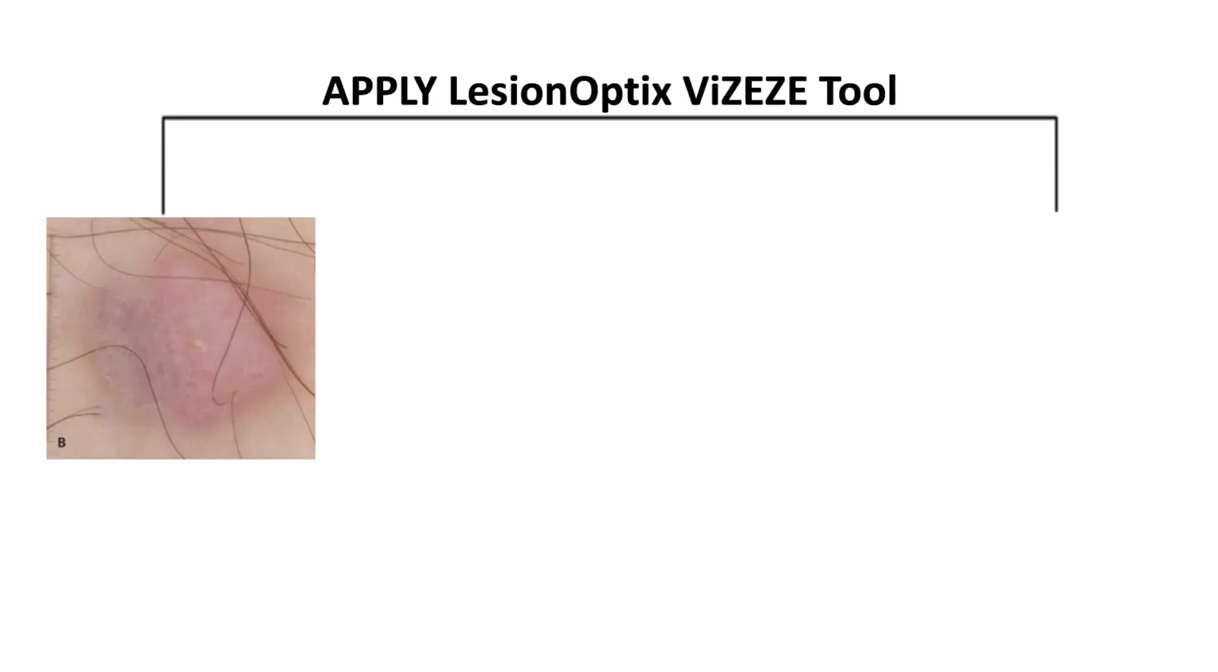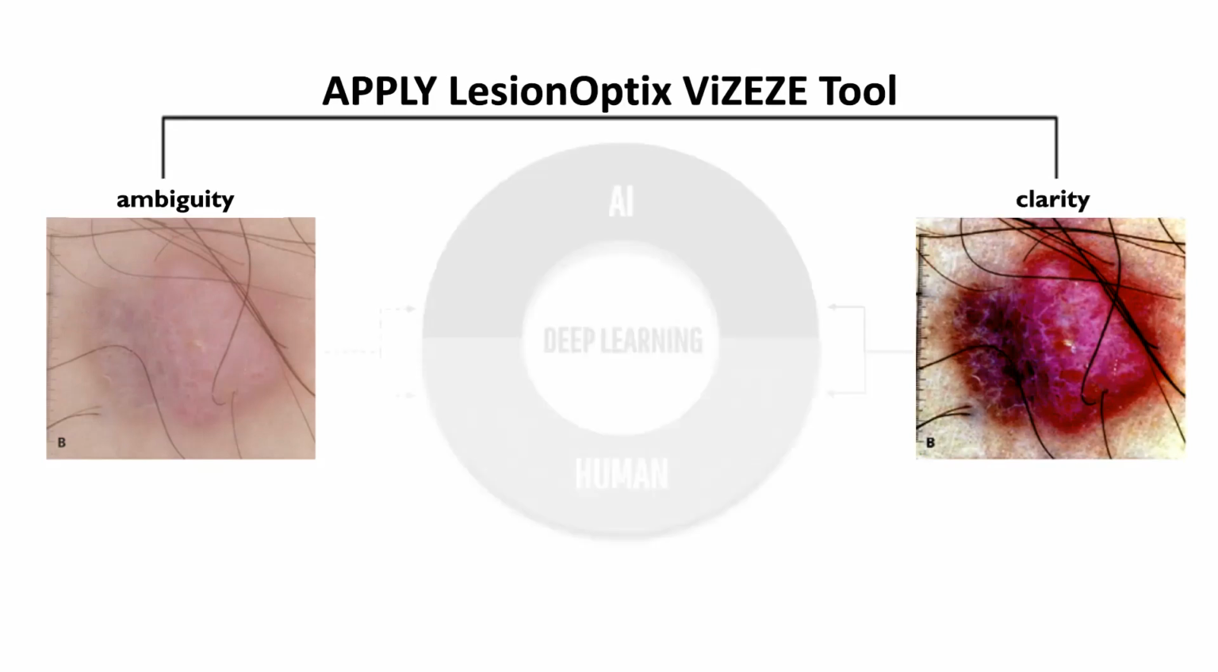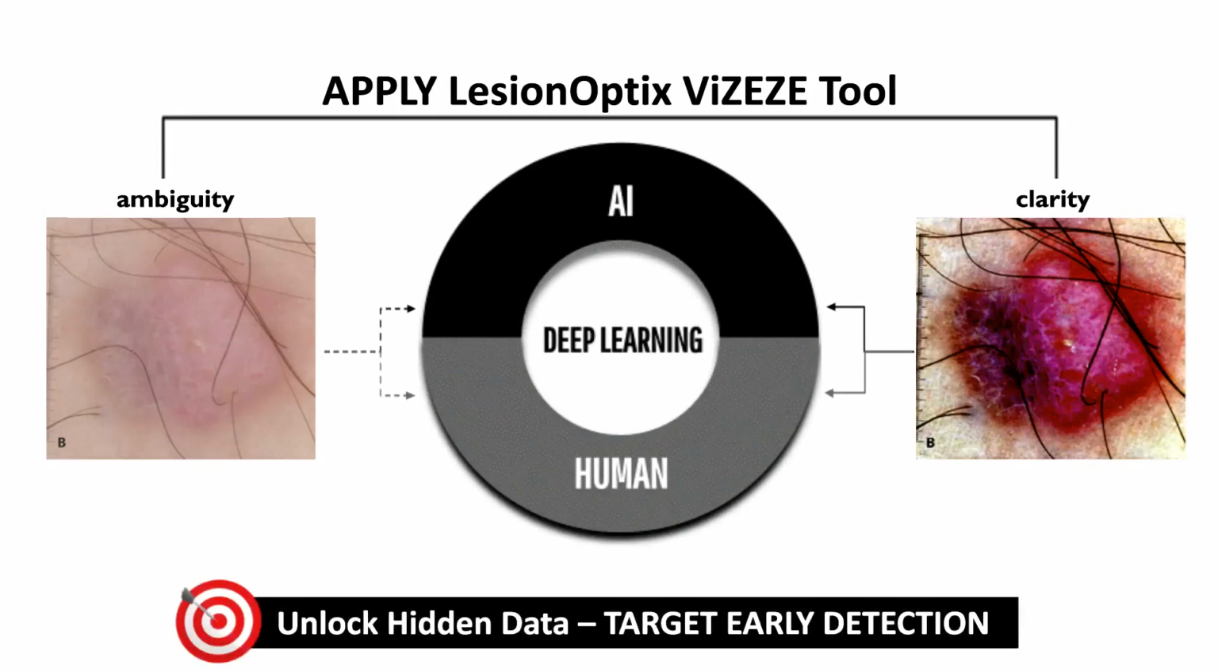We can apply the lesion optics Vizi's filter to generate a paired image. The image on the left is ambiguous. The one on the right, disambiguated. We don't have to squint to see the details, but we've stayed within lesion optics image manipulation preset and manual parameters. In the process, though, we've unlocked hidden data, building out image intelligence.